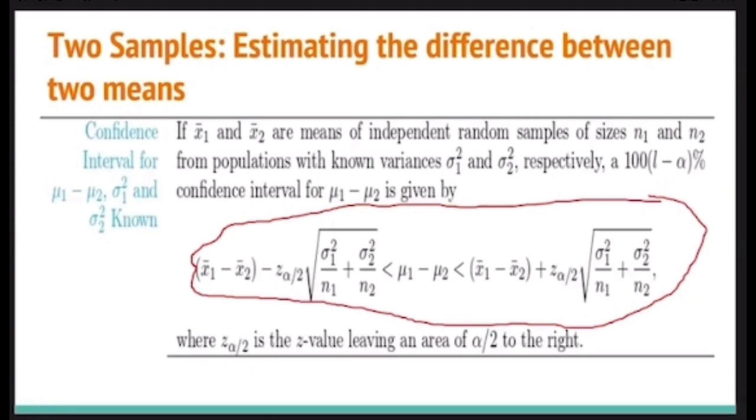And how large is large? At least thirty. So what I'm trying to say is, even though the population variances are not given, if the sample size is at least thirty from the first population and at least thirty from the second population, then the sample variances will replace the population variances. Does that make sense to everyone?